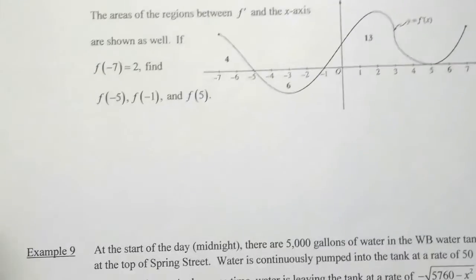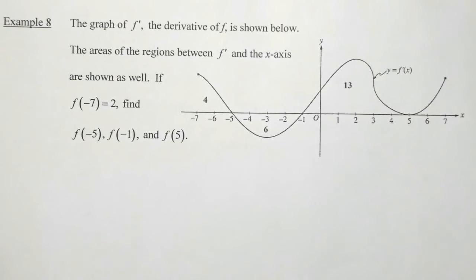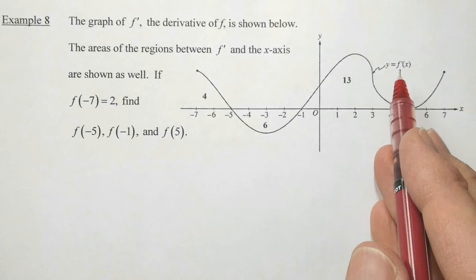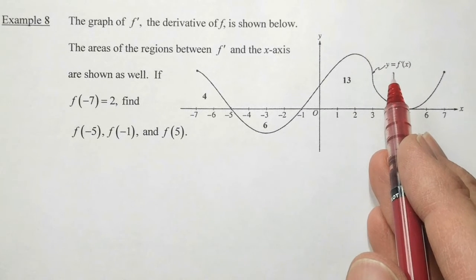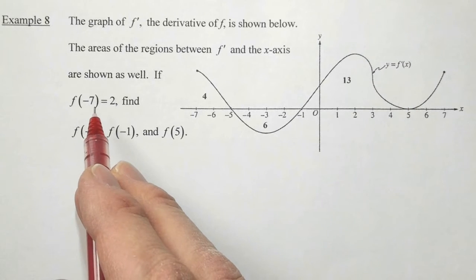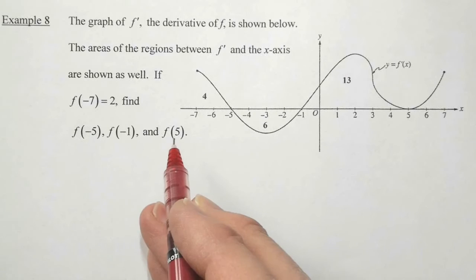Flip over quickly to the next page. With example number 8, this is more of the same. We're given the graph of the derivative, and we are given an initial condition, and we're asked to find these 3 values.